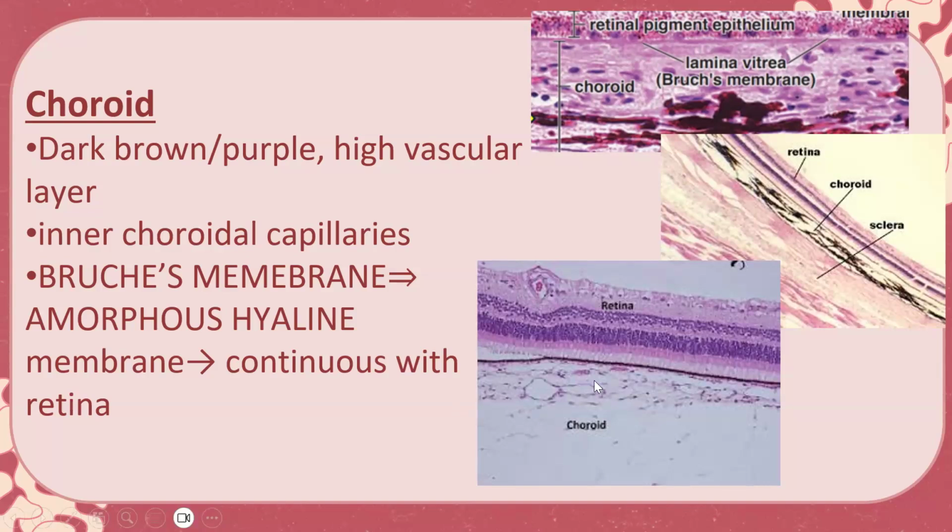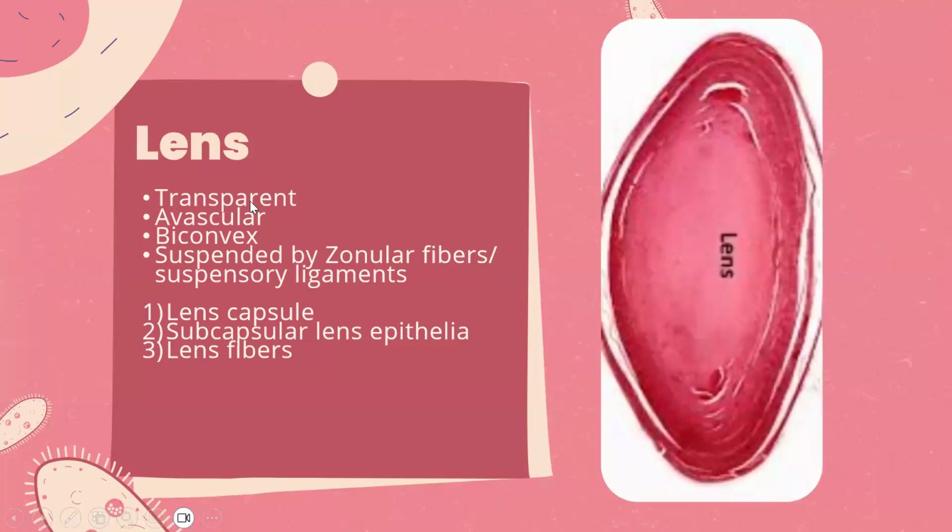Okay, this is again the choroid, this is the Bruch's membrane. Here we have the 10 layers of the retina. Now we have the lens. The lens is not part of the eye layers, but obviously it is an integral part of the eye because it controls the amount of light that comes in and goes.